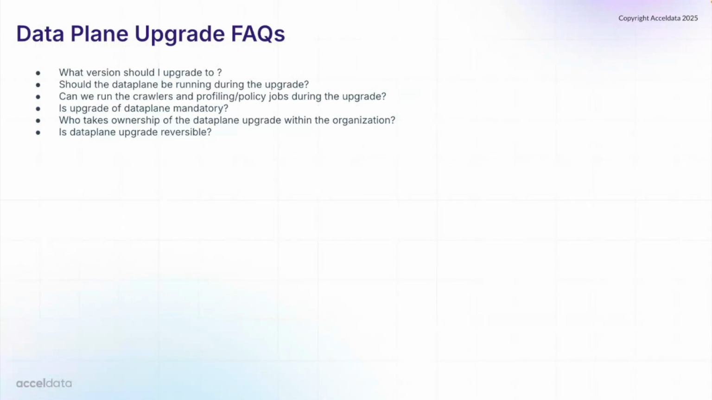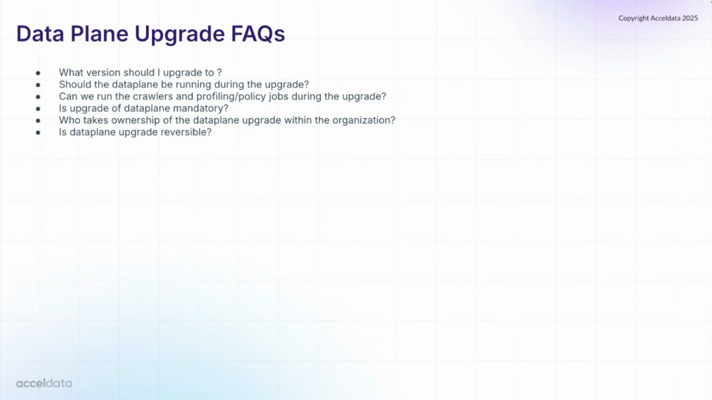From the drop-down, we could see a list of the latest versions that are available for upgrade. You could select the topmost version, or alternatively, you could connect to the Acceldata team and get the latest version details. The second question we usually get is, should the data plane be running during the upgrade? Yes, it's a mandatory requirement that the data plane should be running. The upgrade process connects to the running data plane services and then upgrades them. The upgrade process internally does a restart so that the application configuration changes made during the upgrade are enforced.